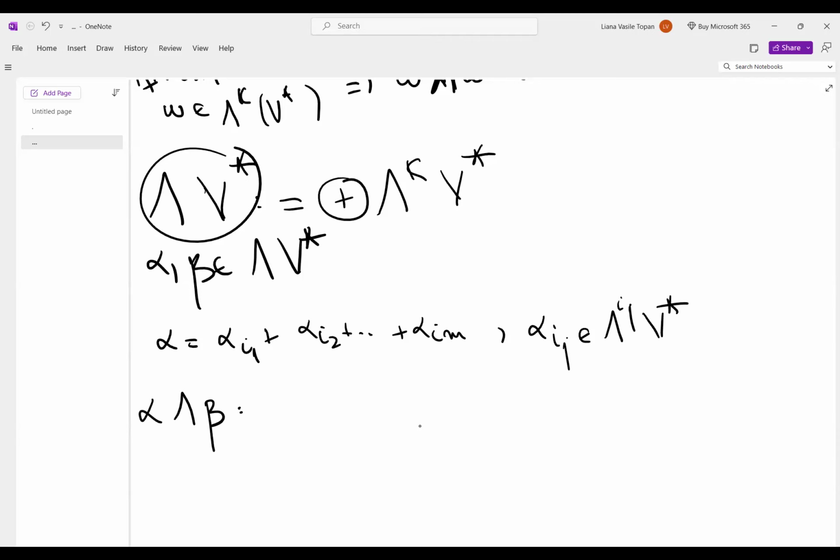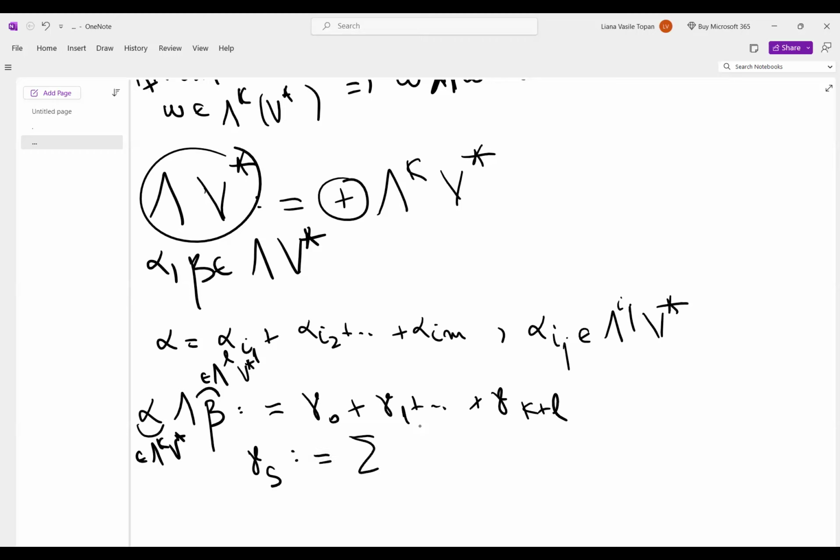So we extend the wedge product on this exterior algebra. By definition, this will be something like this, gamma 0. So say this is a K form, and this one is, let's say, an L form. Then this will be gamma 0 plus gamma 1 plus up to gamma K plus L, where gamma S is defined to be the sum of alpha I wedge beta J, where I plus J is S. So you combine them like this together.